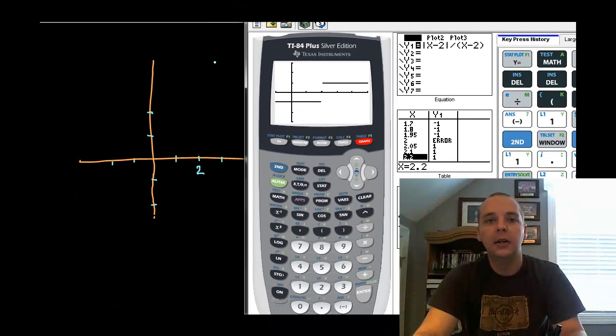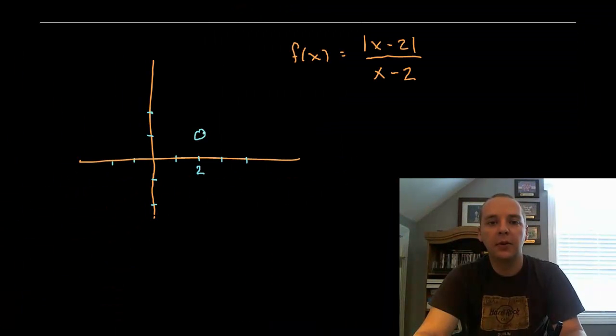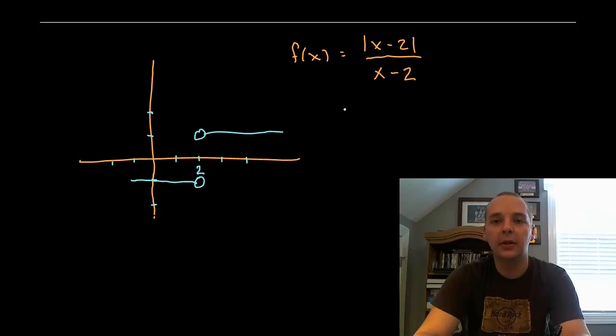so the overall limit would not exist. So we have this sort of graph going on here, an open dot at 2 with a y value of 1 going to the right, and then an open dot at 2 with a y value of -1 going to the left. So again, we see that the limit does not exist.